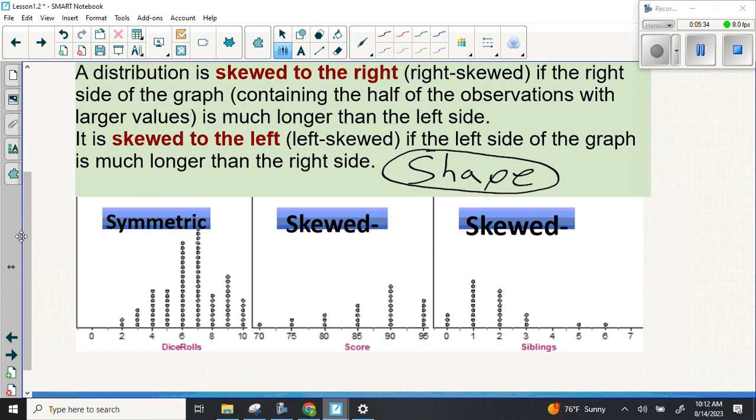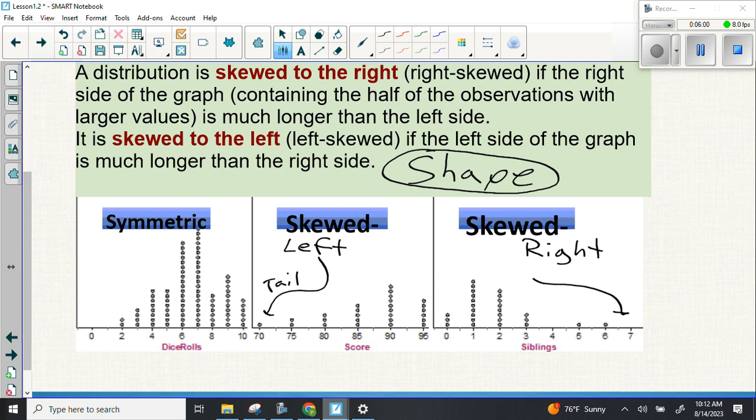This one is skewed to the left. And the key is you want to look at where the tail is, right? This is also called a left-tailed distribution. What you're looking at is where your tail is. If the tail's on the left, it's skewed left. If the tail's on the right, as this one is, then we'll say that it's skewed right. Your tail's over here.